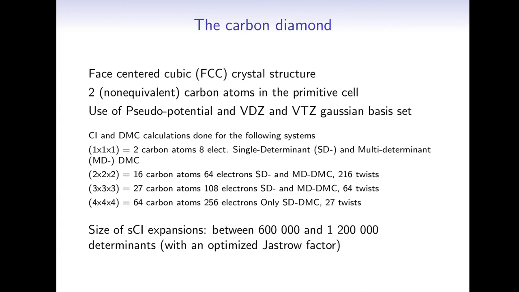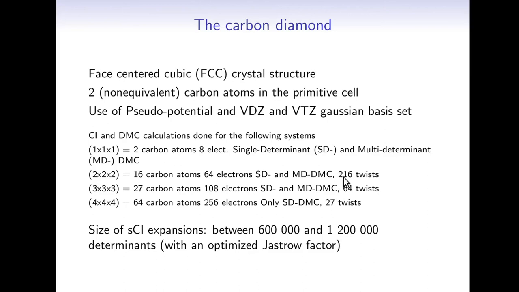Okay, so we have done these extensive CI and DMC calculations for the following systems. The first one is a primitive cell. So it makes 8 electrons. We did the single determinant and multi-determinant DMC, of course. And we went up to 4 × 4 × 4, which means 256 electrons. We did 64, 108, and we made in each case single determinant and multi-determinant DMC, except for the largest case where we made only single determinant DMC for computational reasons.